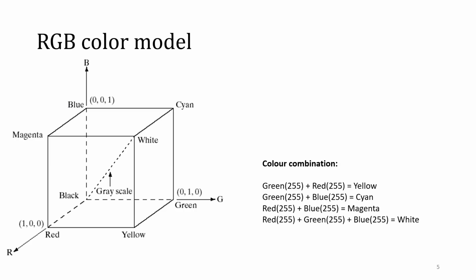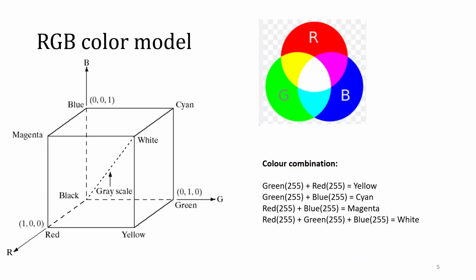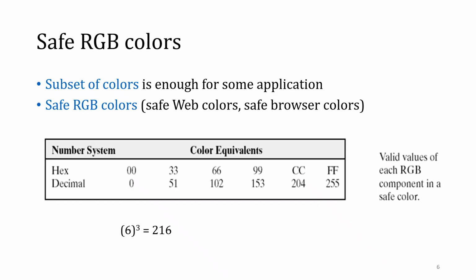In the same way, if we combine green with blue, it will give the cyan color. If red and blue are mixed, we get the magenta color, as shown in this cube. If red, green, blue are equally mixed, we get the white color. And this is the combination of colors using a Venn diagram.